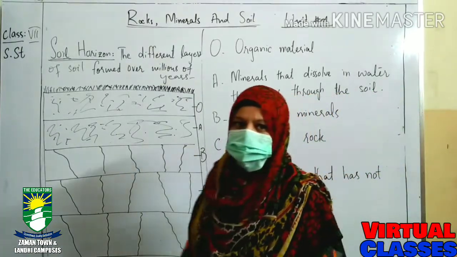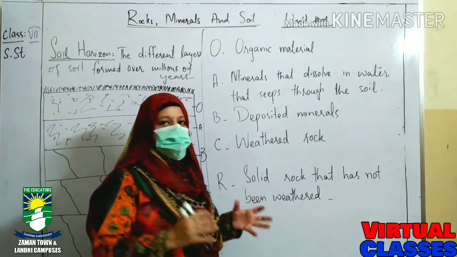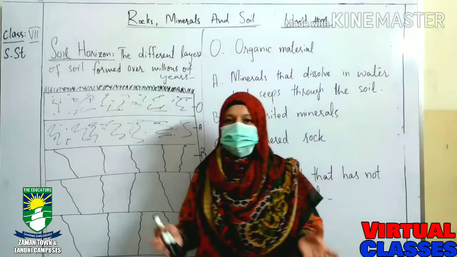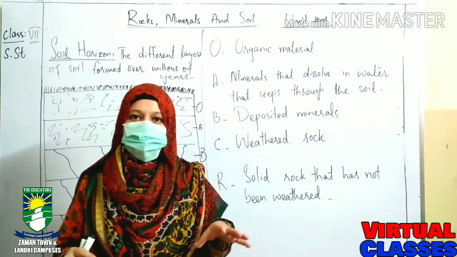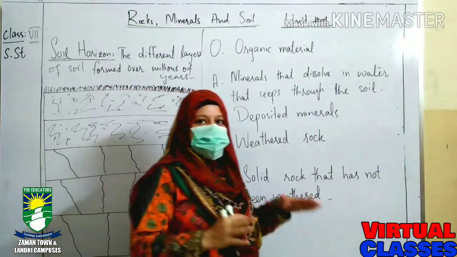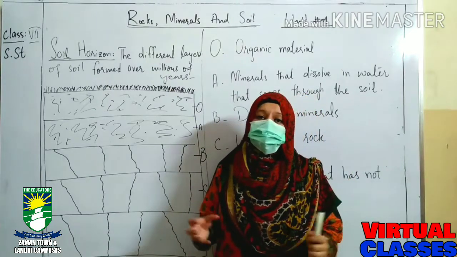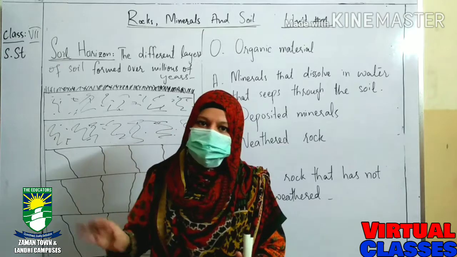Soil horizon. Soil horizon or the soil profile is formed over millions and thousands of years. After thousands and millions of years, the layers of soil are formed and cover the previous soil. It is a natural phenomenon that takes place as a result of erosion. The wind blows away the soil and forms many layers.